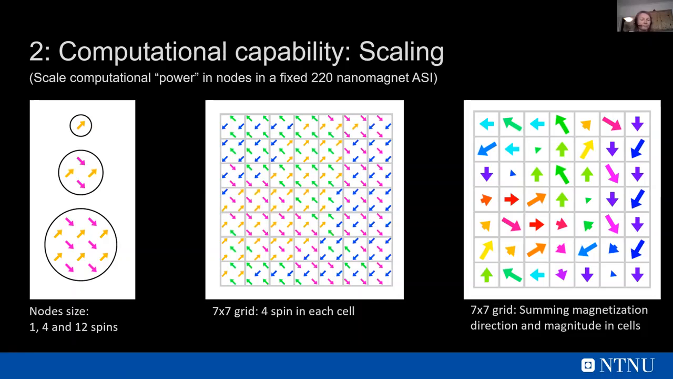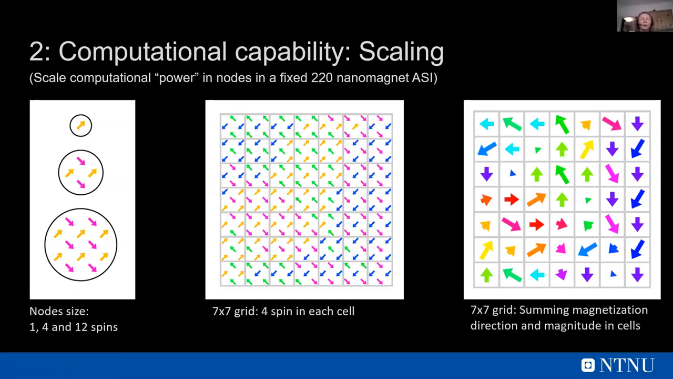But the one thing that is even more important to show is whether this can scale. It's a fundamental thing if we want to look into building computers. So what we have done is kept our system constant with 220 nanomagnets, and then we scale the number of magnets we pretend are in a node in our network. As shown here on the left, from 1 magnet, or 1 spin, to 4 magnets, and 12 magnets.